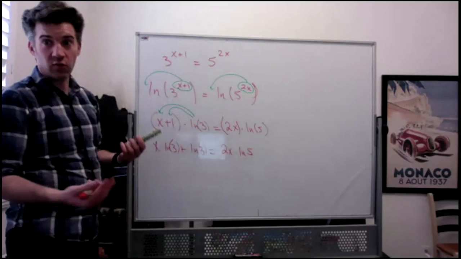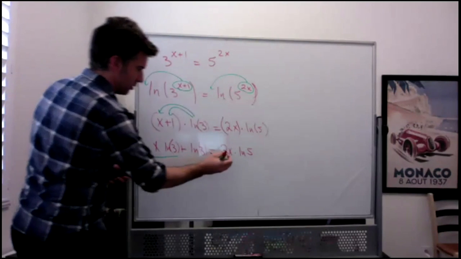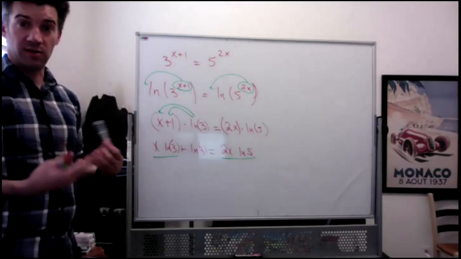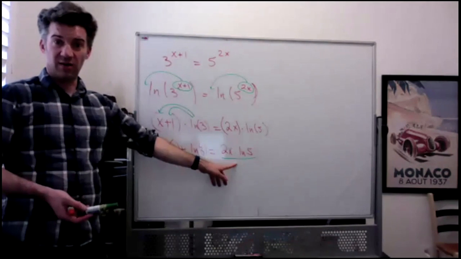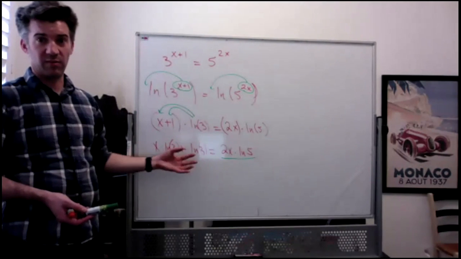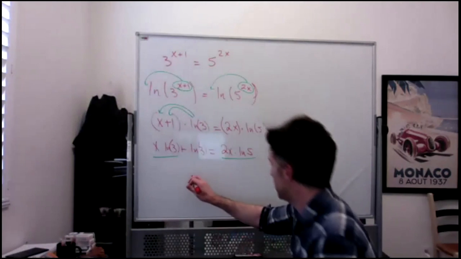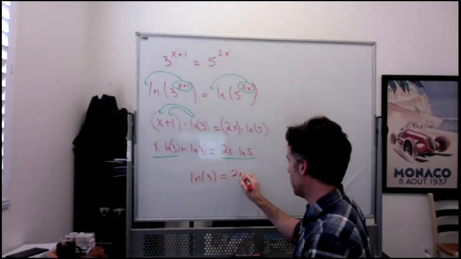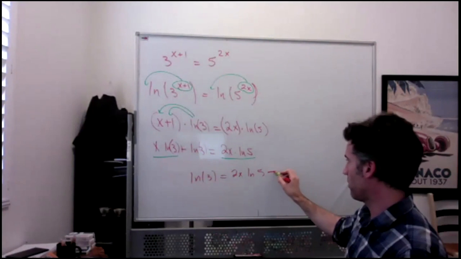And now I want to group all the things that have x on one side. So I want all the x terms to be on the same side and all the not x terms to be on the other side. So since I already have an x term over here and nothing else, and I have the not x terms over here, I'm going to bring all my x terms to the right. So I'm going to write this as the natural log of 3 equals 2x times natural log of 5 minus x times natural log of 3.